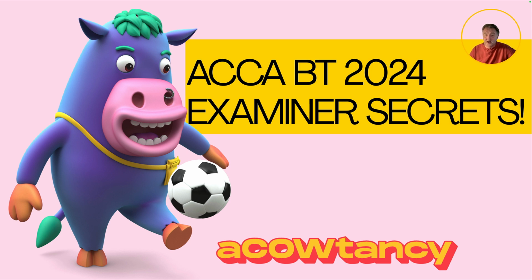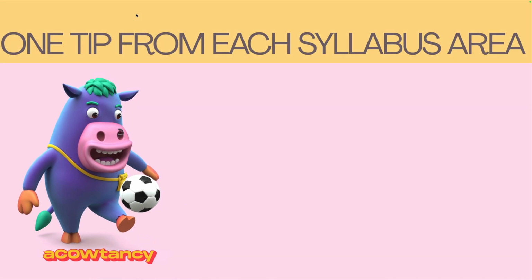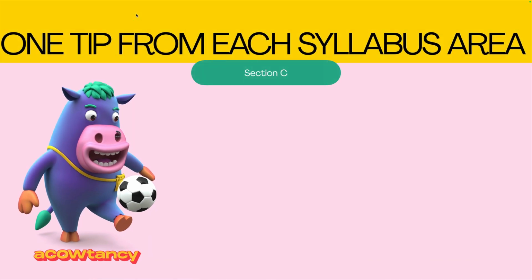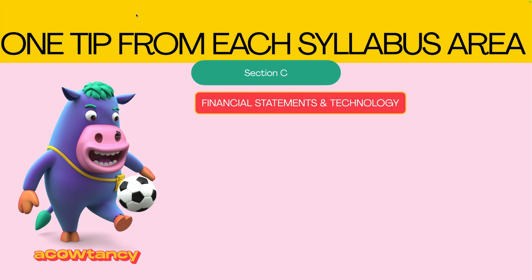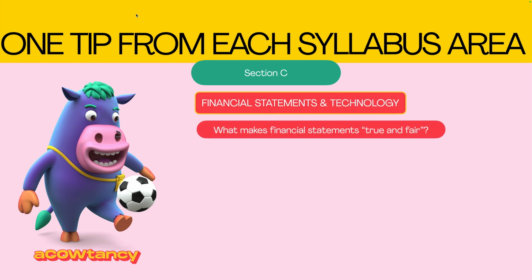Welcome back then to our little journey through the BT Examiner's Secrets from 2024. And the one we're looking at now, because we're going to look at each syllabus area, we're at section C, but in particular we're looking at the financial statements part of section C. And we're looking at what makes financial statements true and fair.